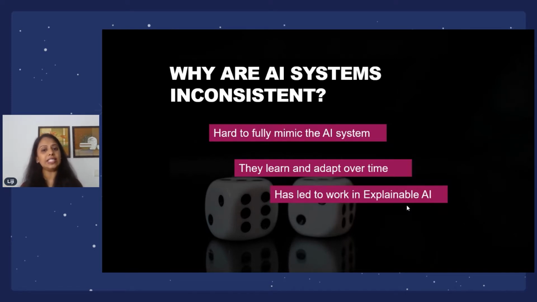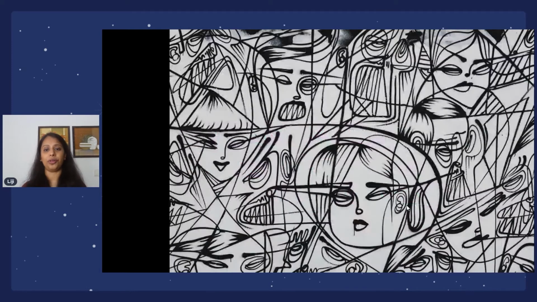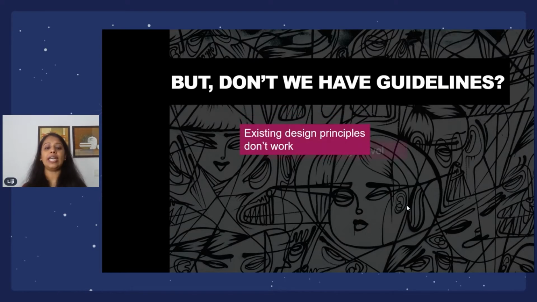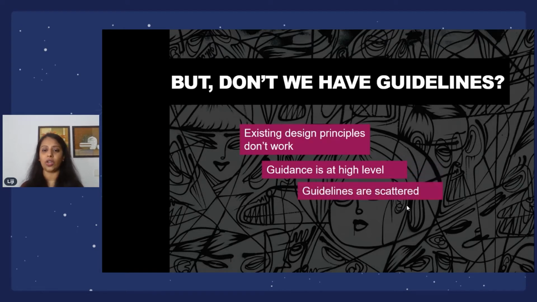And because these systems are inconsistent, the need for having guidelines and best practices to build such systems that are still as powerful as they are is very, very important. Now, don't we have guidelines? Of course we do. A lot of these guidelines today actually exist in the academia. They exist in the research centers across the globe.